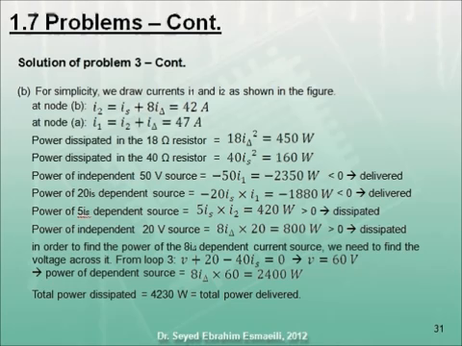Applying KVL on loop 3, we obtain V plus 20 minus 40 IS equals 0, which leads to V equals 60 volts. P equals 8I delta times 60, which equals 2400 watts, and the power is being dissipated. The total power dissipated is equal to 4230 watts, which is equal to the total power delivered.